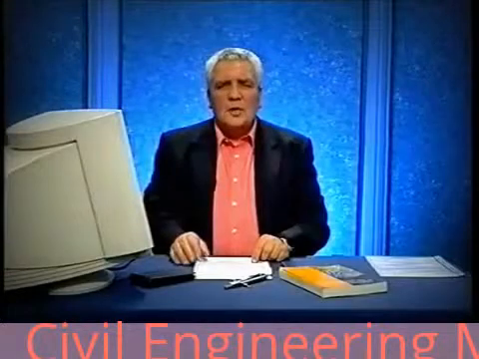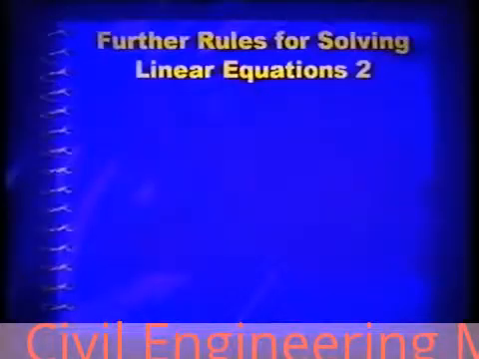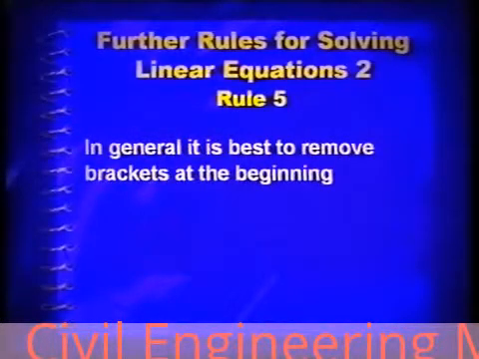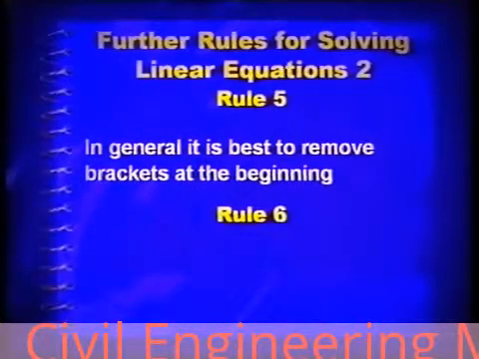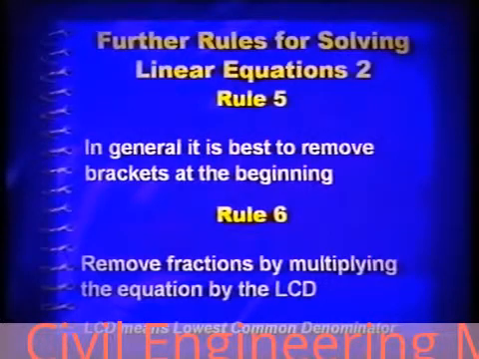There are two other rules I want to briefly mention. The first one deals with brackets, the next one deals with fractions. Let's first of all look at the one about brackets. Rule 5. It says if you have brackets, you should really get rid of them at the beginning. Remove them at the beginning. The rule about fractions goes like this. When you see fractions, try multiplying by the LCD. Now that stands for lowest common denominator. I think this is best illustrated by examples.